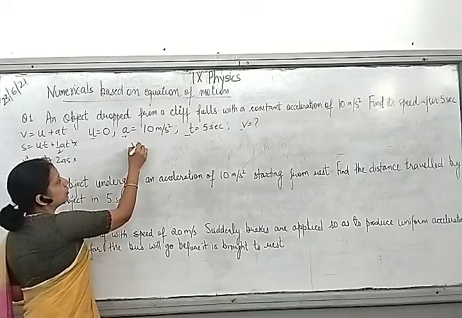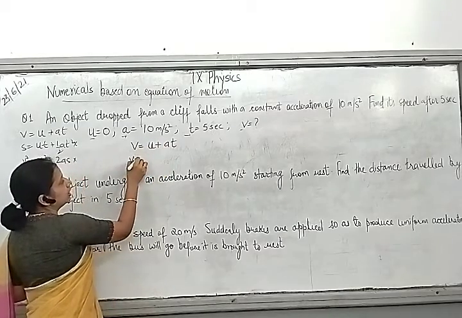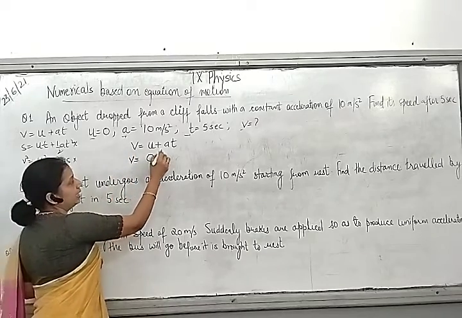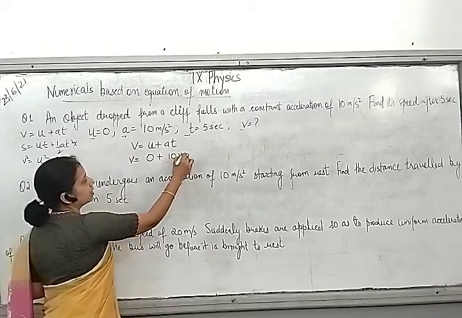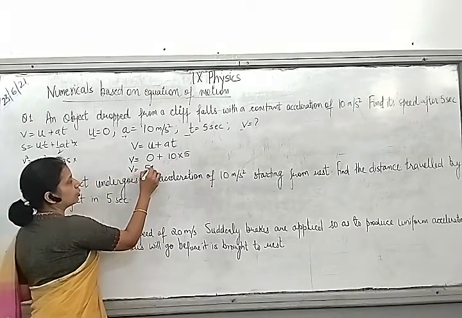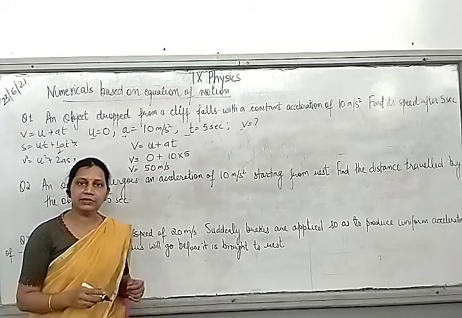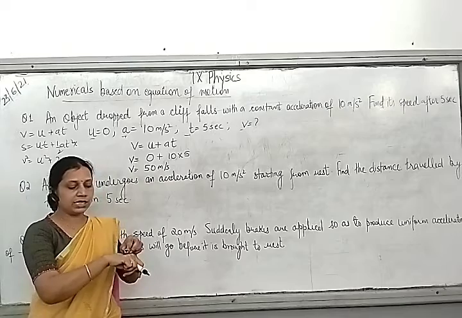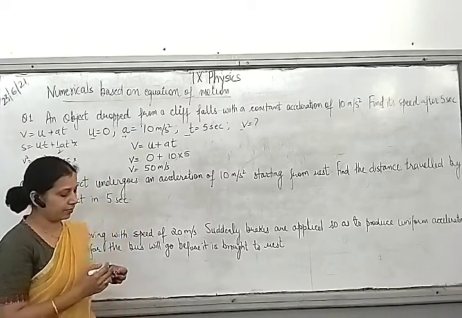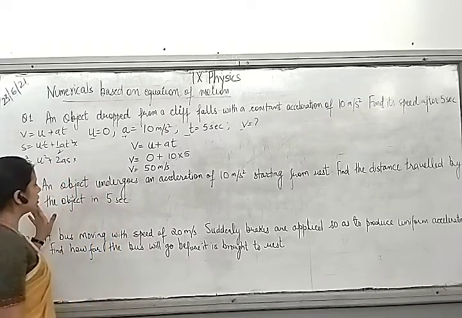So we are using the first equation of motion, v equal to u plus at. u is 0. Now, simply I am putting values. a is 10 and t is 5. So this is 0, and 10 into 5 is 50. So the answer is 50 meter per second. After 5 seconds, this object will attain a velocity of 50 meter per second. Hope this is clear. Now let's come to the second question.